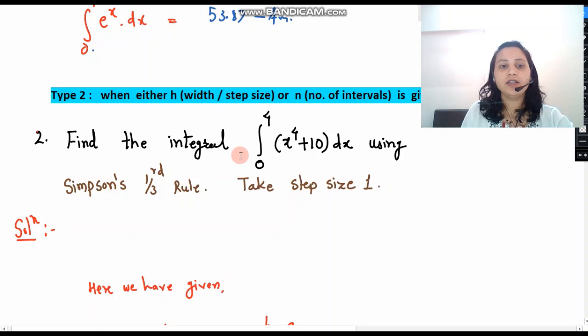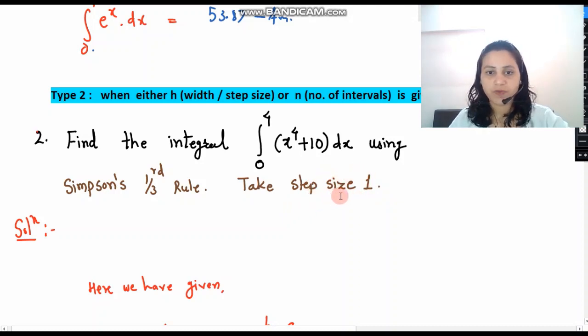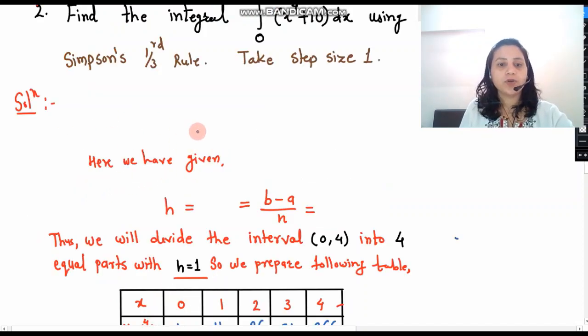Find the integral from 0 to 4 of x raised to 4 plus 10 dx using Simpson's one-third rule and take step size equal to 1. That means in this formula we have to take the value of h. Step size is nothing but the value of h equal to 1. Okay, so let's start to solve the sum.